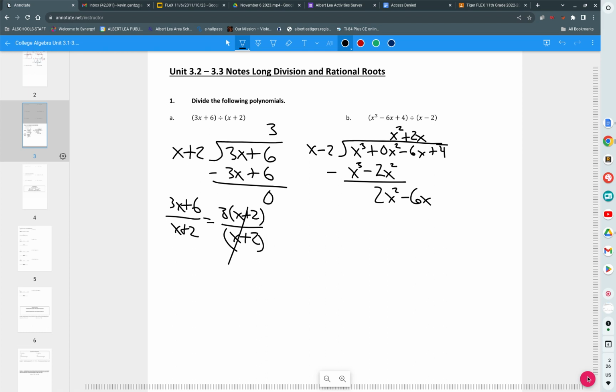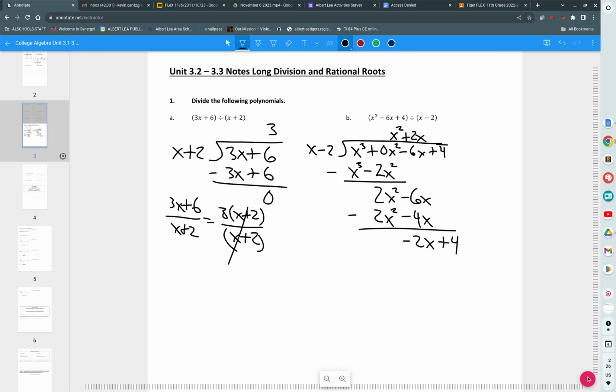I'm going to take that 2x and multiply it back through. I get 2x squared minus 4x. Uh-oh. 2x squared minus 2x squared, I know that's 0. But what is negative 6x minus negative 4x? Negative 2x. Then I drop down my plus 4.